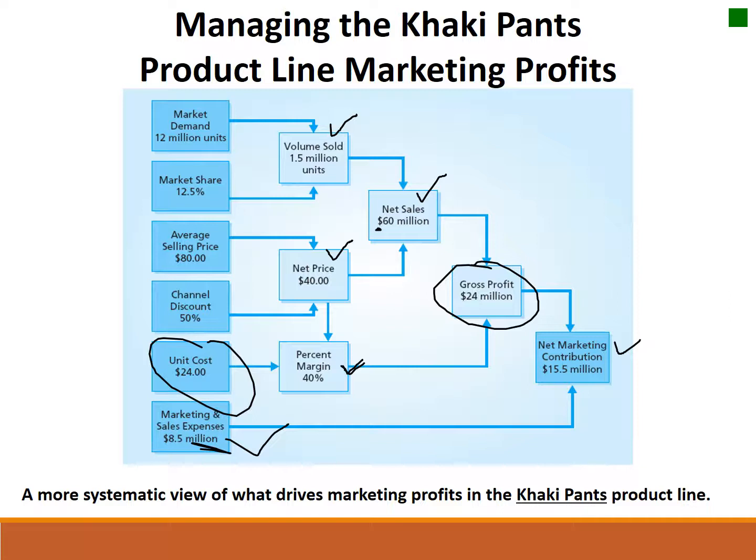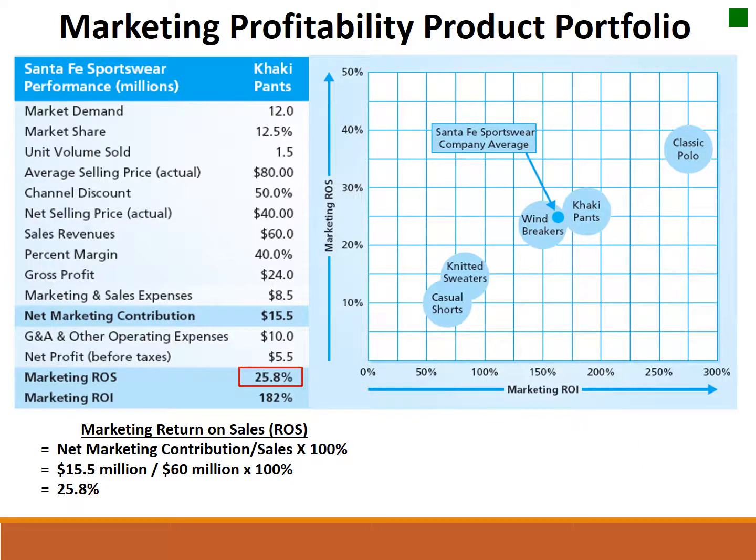So this is specifically for our khaki pants. So if we go back to our data, we look at all of these figures in the khaki pants category. We had our market demand, our market share, we have our sales price, which is our net selling price after we have channel discounts. We have our profit margin. We multiply our profit margin by our unit sales, and we get our gross profit. And then we use our gross profit and our marketing and sales expenses to calculate our NMC. And we get our marketing return on sales, 25.8%.